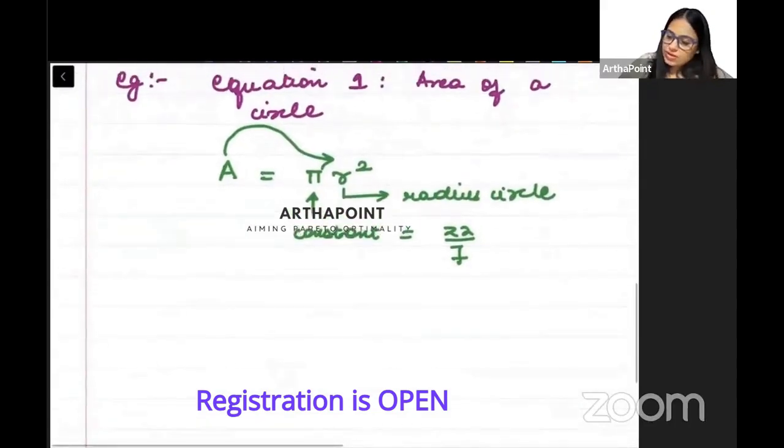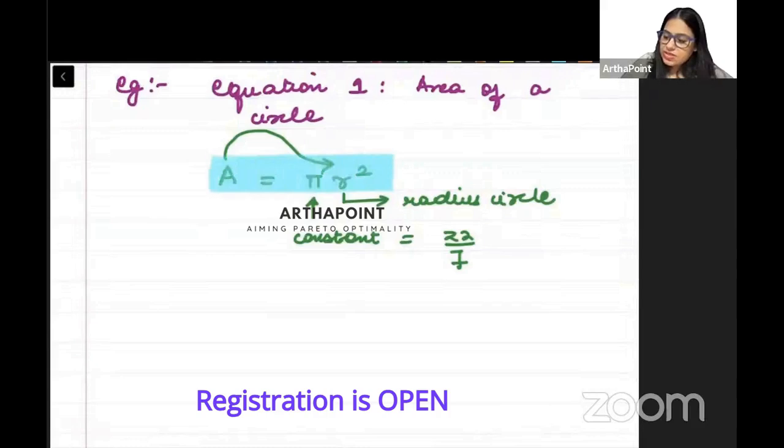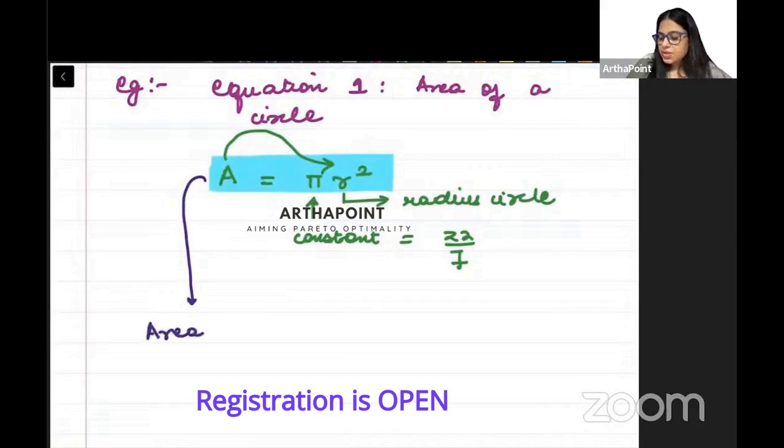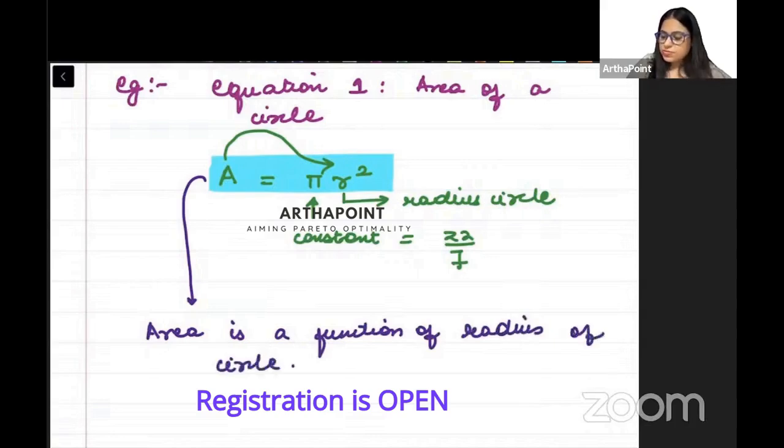So we can go ahead and in this, बेटा, we can say that area is a function of radius of circle. Area is a function of the radius of the circle. Clear हुआ ये बात? ठीक है. Now let us try to take one more equation. So suppose I want the conversion between centigrade and Fahrenheit.